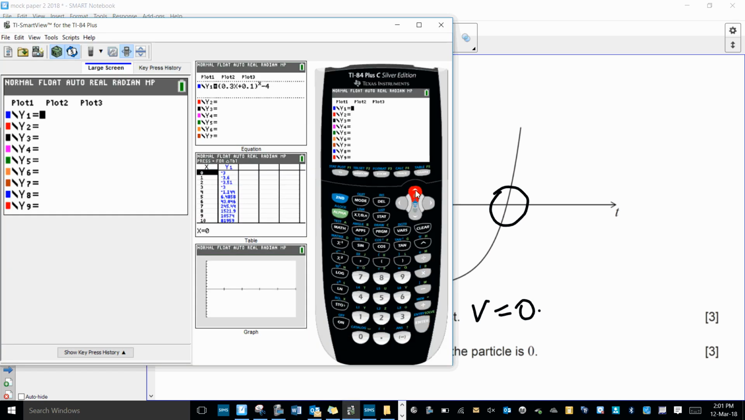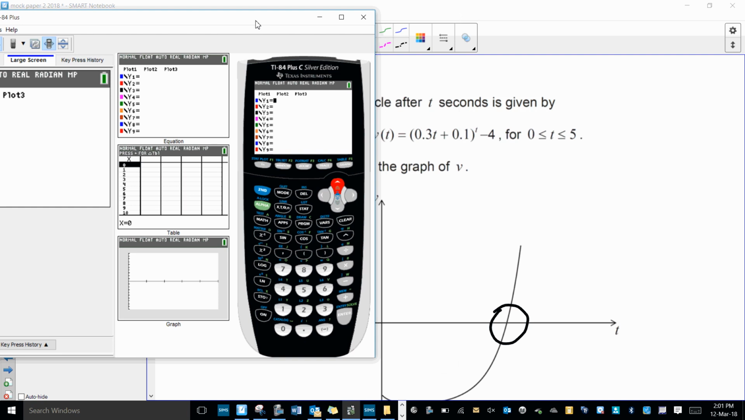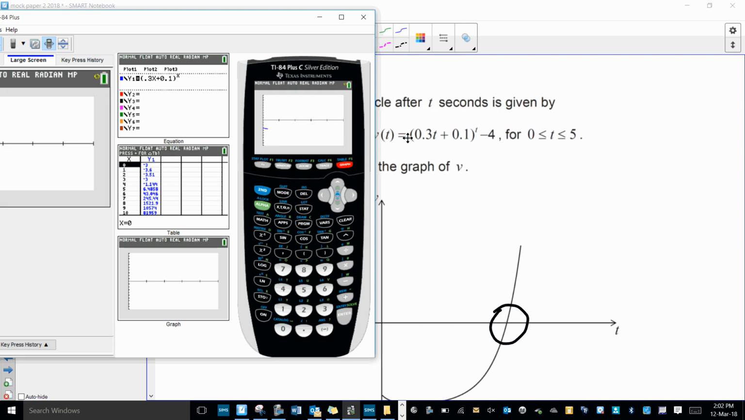So, where's the function gone? So, 0.3 t plus 0.1 power t minus 4. Obviously we don't have a t, so we're using x as our variable. Yeah, let's graph that. Try to make sure your window looks right if you can't see your graph for whatever reason. So we're trying to find this point here. So second calc, 0.